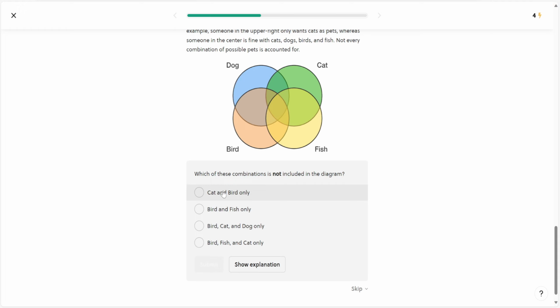Cat and bird only. That one. I won't bother looking at the others because that one's definite, unless we can choose multiple. Nope.